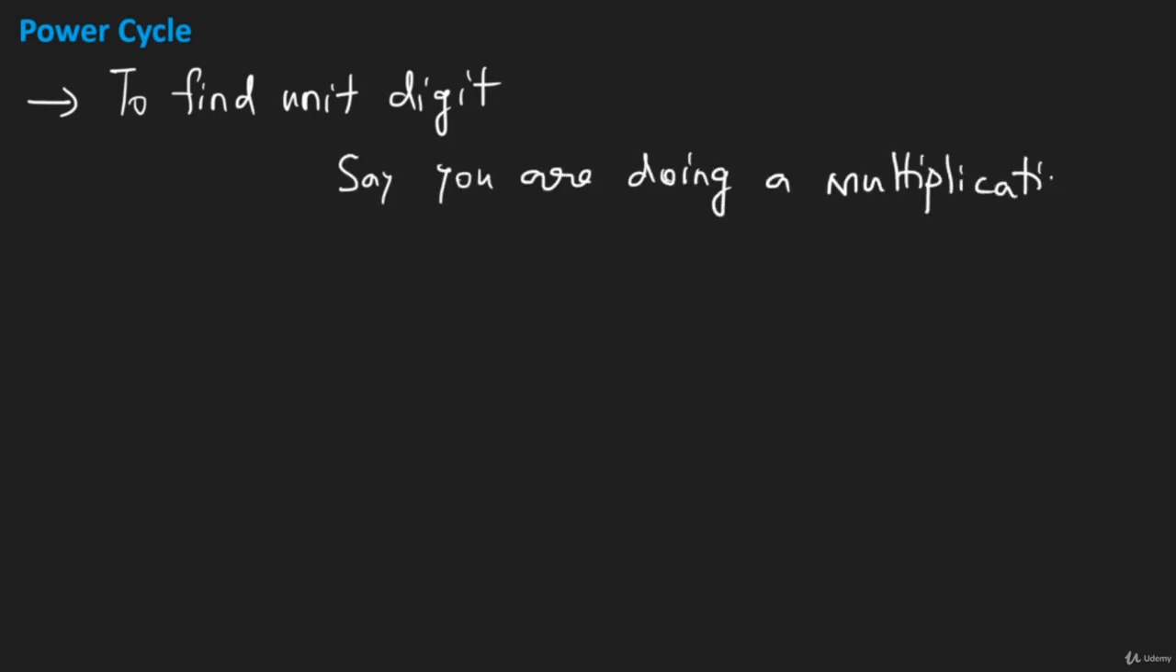Hi students, in this section we will deal with techniques to find the unit digit of a multiplication expression and problems related to that. Before we go on with the techniques, let's quickly take a side note to understand some basic principles. Say you are doing a multiplication problem. Say for example you want to multiply 13 with 12.